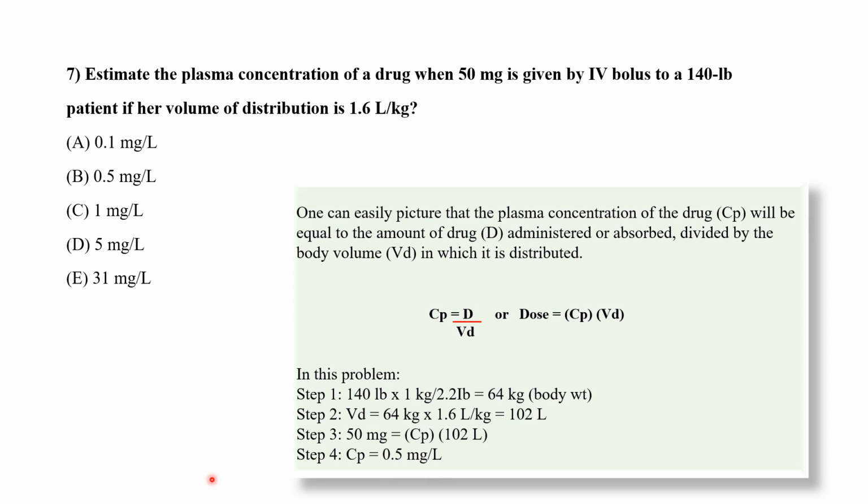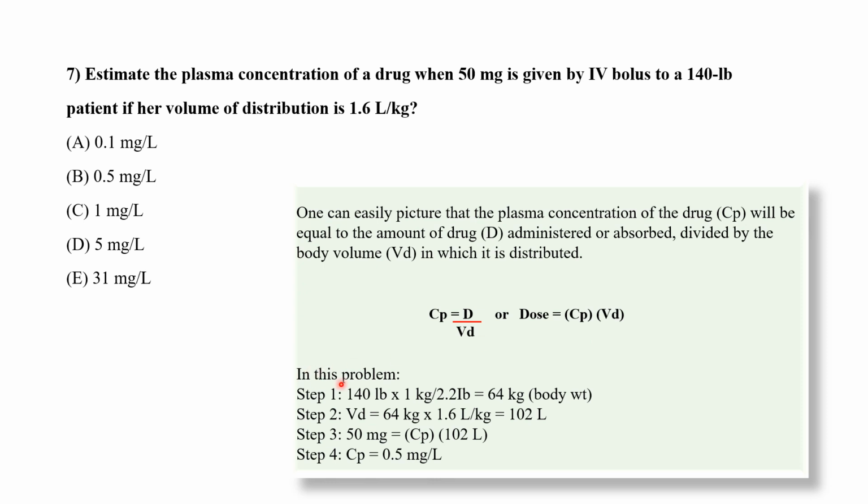Okay, so we already know the equation: volume of distribution is equal to dose administered divided by initial plasma drug concentration. From this equation we can calculate the plasma drug concentration. The plasma concentration of the drug, denoted as Cp, will be equal to the amount of drug administered or absorbed divided by the volume of distribution. Volume of distribution means the body volume in which the drug is distributed. That is, Cp, the plasma drug concentration, is equal to dose administered divided by volume of distribution, or dose is equal to Cp into Vd.